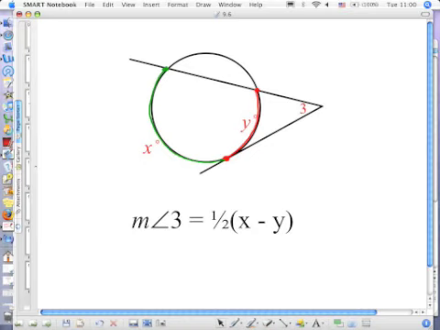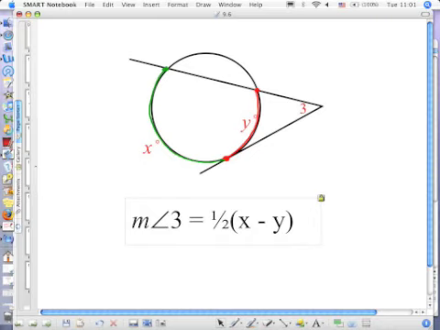Okay, so we've seen a picture of the three different things. Now what we're going to do is actually apply these. We're going to find missing measures. Because we know these relationships, we can know the angle and one of the arcs and use this relationship to find the other arc.